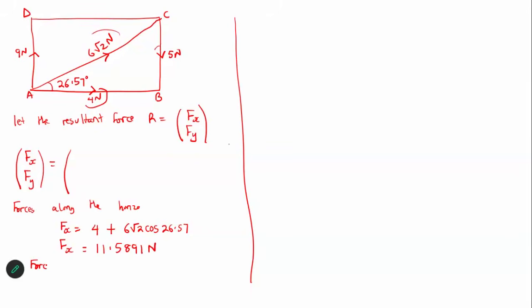Then I say forces along the vertical, or along the y, sorry. So along the y, I will call them f of y. Along the y, I have this force, but it is pointing downwards, so I write it as -5. Then this 9 is pointing upwards, I write it as a +9. Then you resolve this force towards the vertical axis. So when you resolve it, it's going to be pointing up, so it will be 6 root of 2 sine of 26.57.